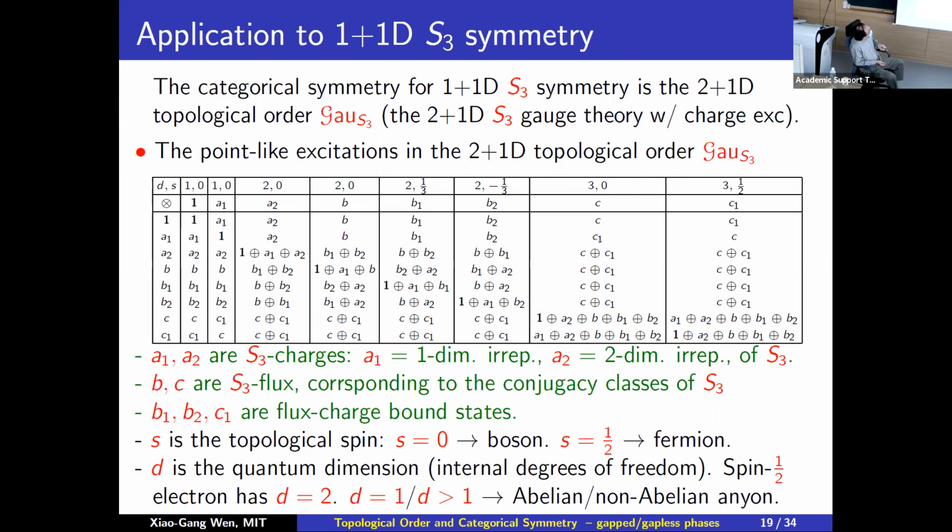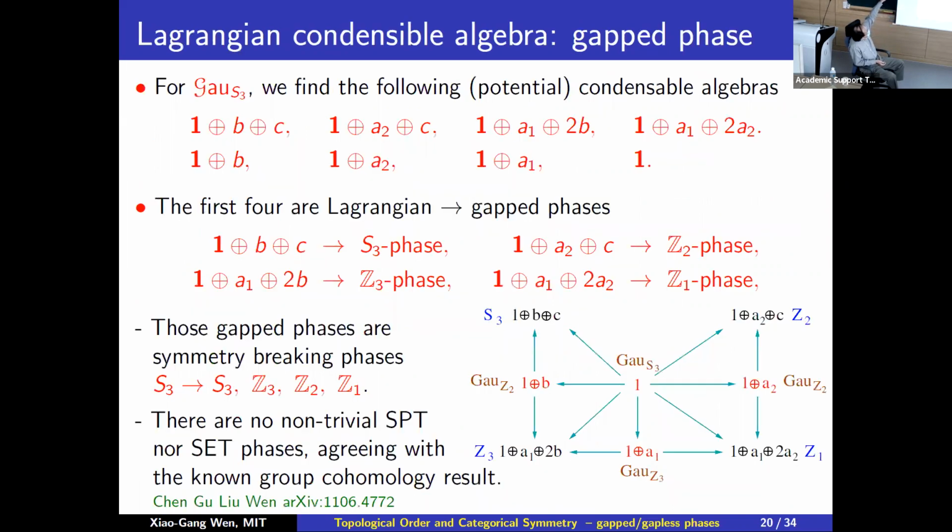Okay. Then we can study their condensable algebras. There are 8 of them, 8 condensable algebras. The first 4 are Lagrangian, so they are maximal and cannot be extended. The second 4 are non-maximal, so they can be enlarged. Like this one can be enlarged to this, become bigger, and this one can be enlarged here to the maximal one. Therefore, we expect the first 4 to describe a gapped phase, which should include the symmetry breaking state, SPT state, ICD state, etc.